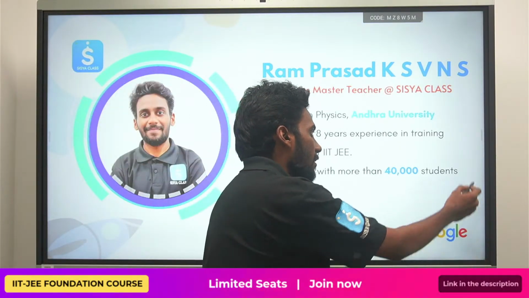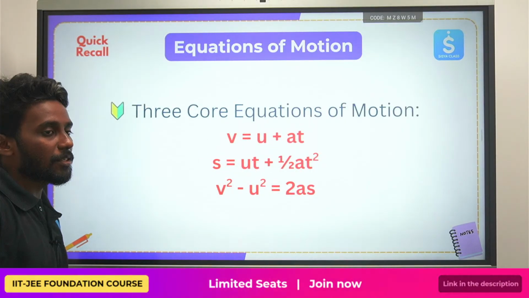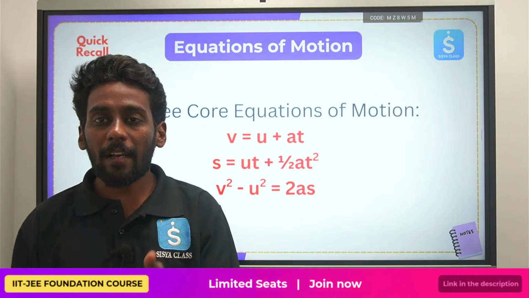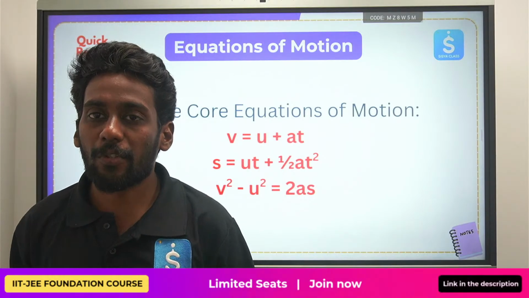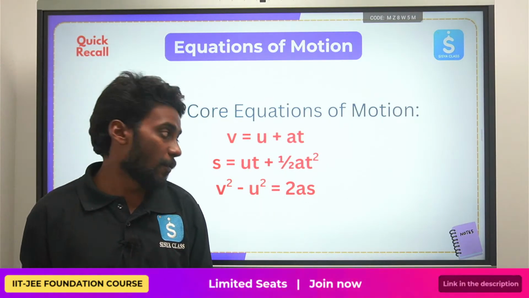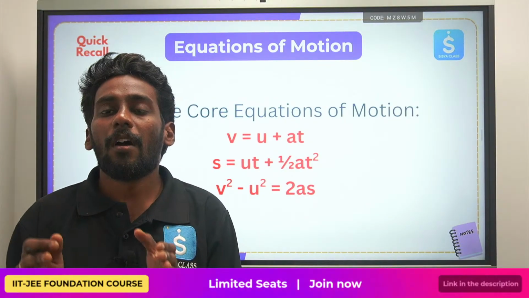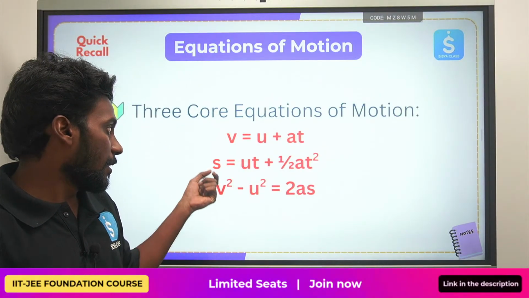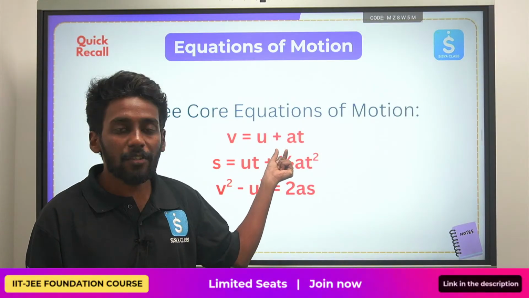So let us delve into our concept today: equations of motion. In our last session we already discussed the three core equations of motion. One is v equals u plus at, s equals ut plus half at square, and v square minus u square equals 2as. Those three core equations always give you the relationship between the variables: displacement, final velocity, initial velocity, acceleration, and time.